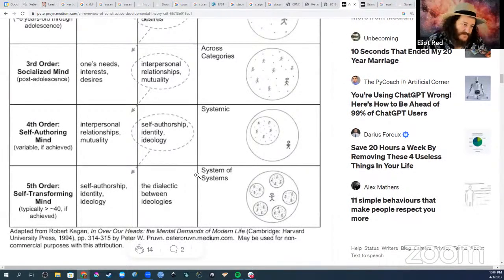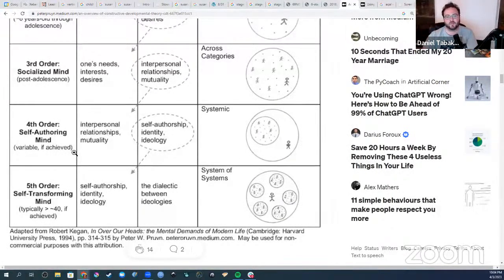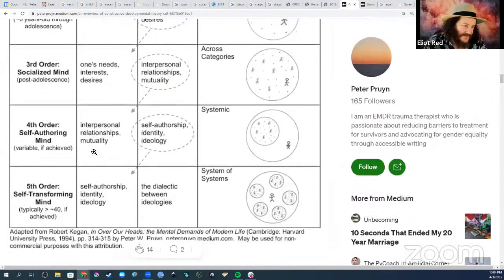Fourth order, the self-authorizing. I think this is what Peterson tries to hit. It's essentially like the self-authorization program. Self-authoring program.